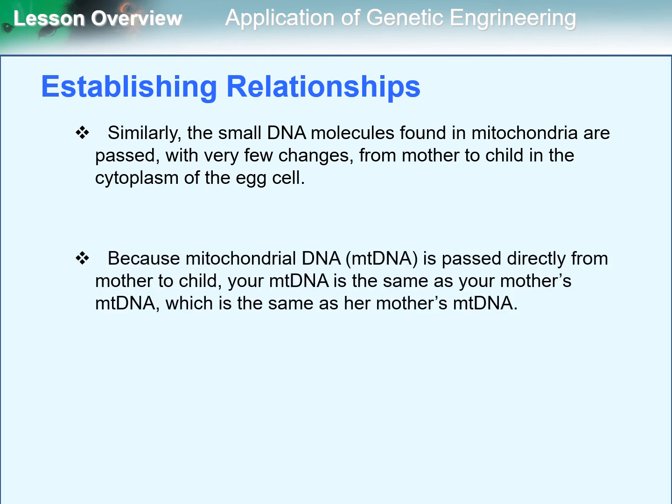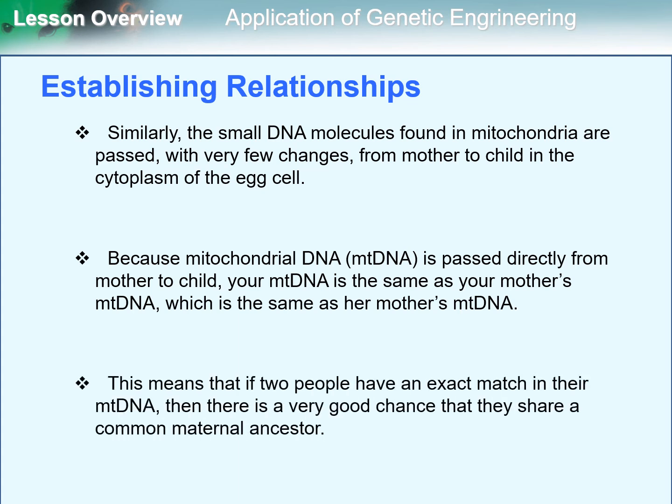Because mitochondrial DNA is passed directly from mother to child, your mitochondrial DNA is the same as your mother's, which is also the same as her mother's, your grandmother. This means that if two people have an exact match in their mitochondrial DNA, then there is a very good chance that they share a common maternal ancestor.